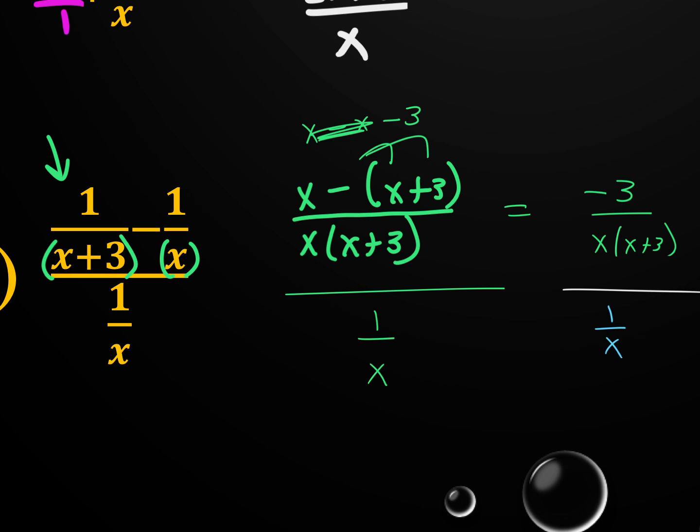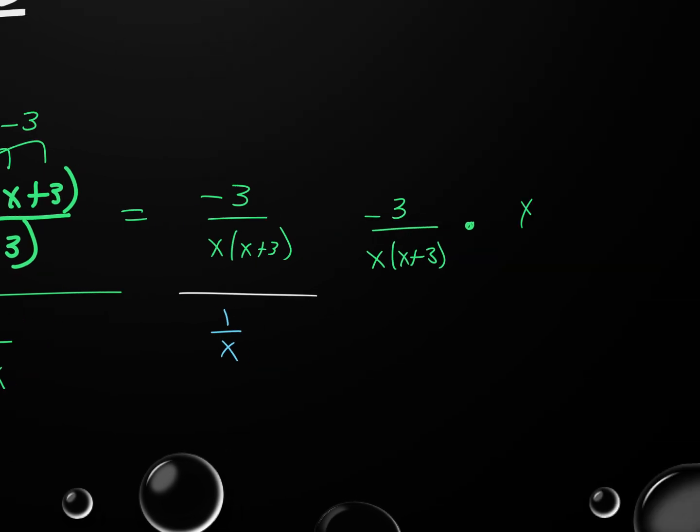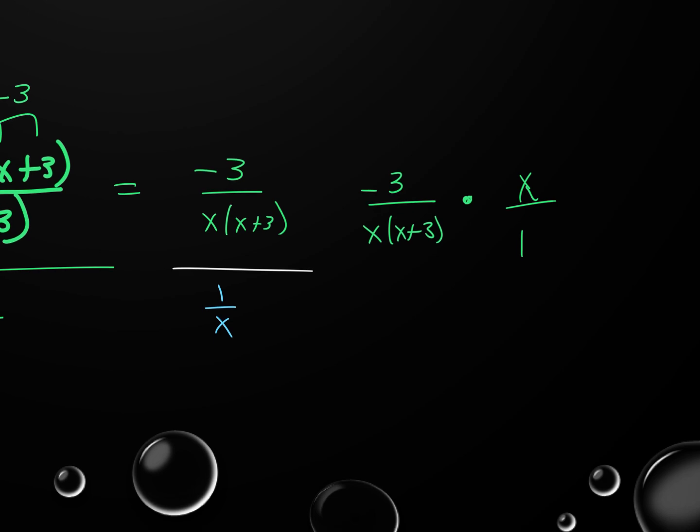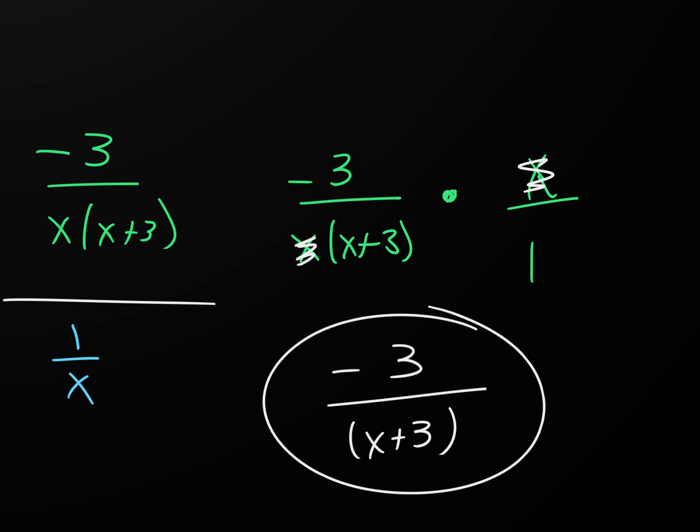Yes? Okay, so we're going to keep negative 3 over x times x plus 3, change division to multiplication, and then flip x over 1. Anything exactly the same in numerator, denominator? An x? Good. So you're left with negative 3 over x plus 3. Now, if you forgot to distribute that negative, you guys would have gotten 3 over. And it's not a matter of I forgot to put the negative sign. That's a huge mistake if you forget to distribute a negative throughout the problem. So just pay attention to stuff like that.